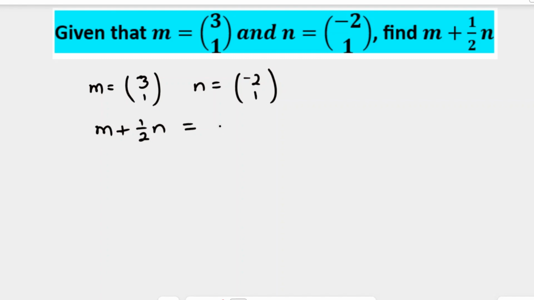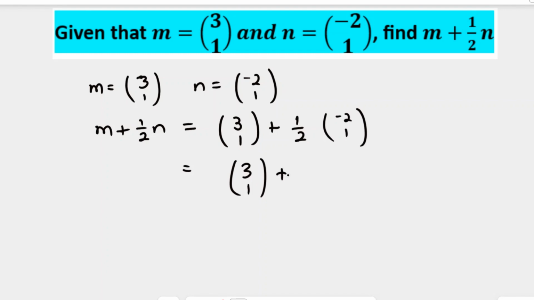So the vector m, we have 3, 1 plus half of the vector n. The vector n has components -2, 1. So we have to multiply the scalar by the vector by maintaining this one. So we have 3, 1. So we come to this one. Half multiplying -2. You can expand it here before you do the actual multiplication. So that is half times -2. And now we have half times 1. So that will give us this one.